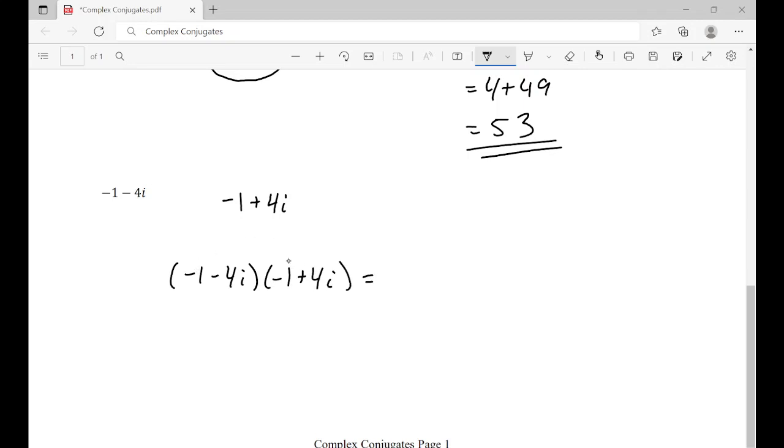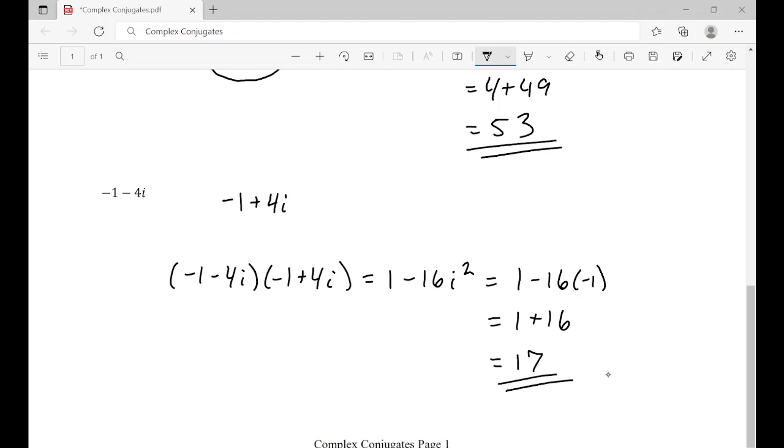So negative 1 times negative 1 is positive 1, minus negative 4 times positive 4 is 16, and i times i is i squared. And I change my i squared because I don't want that. Make it a negative 1. 1 plus 16, which is just going to give me 17. So remember, when you multiply by a complex conjugate, you should never get an i left over. It should just be a nice number.